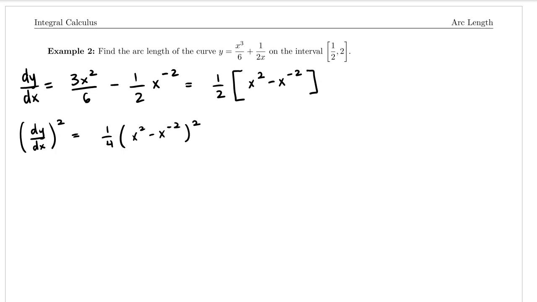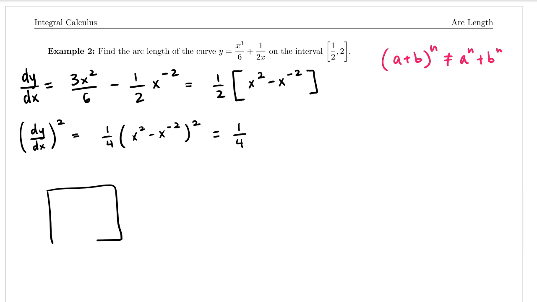Now, I'm going to emphasize this because this is often something my students do. Please, please, please, a plus b to the nth power is not equal to a to the nth power plus b to the nth power. We need to multiply or FOIL this out. So this is equal to 1/4.